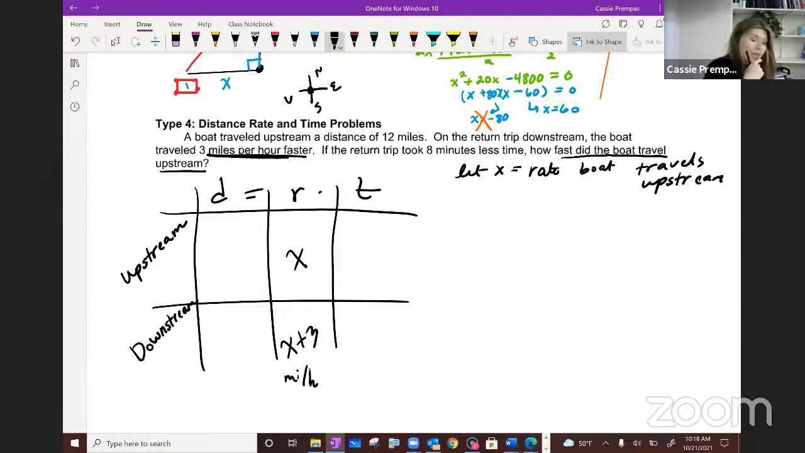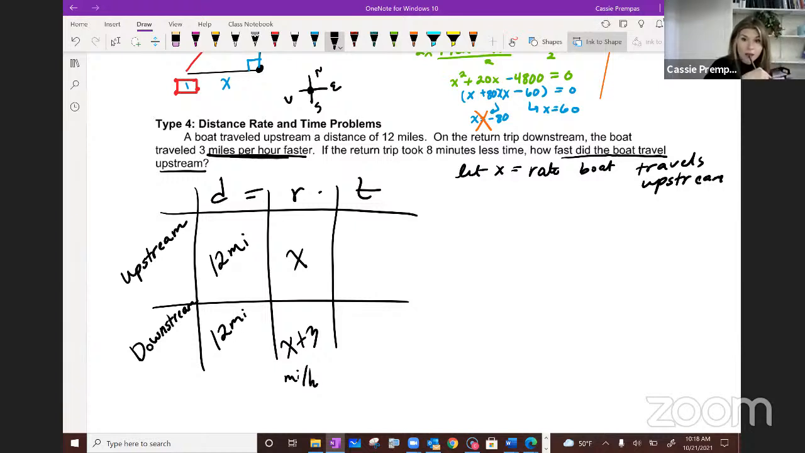The next thing, they have to either give me the distance described in the problem between upstream and downstream or the time described upstream and downstream. So what did they give me? They said the boat traveled upstream a distance of 12 miles. Well, I can use that because if they're going upstream and then they're coming back, they're traveling the same distance. So I know that this would have to be 12 miles and this has to be 12 miles.